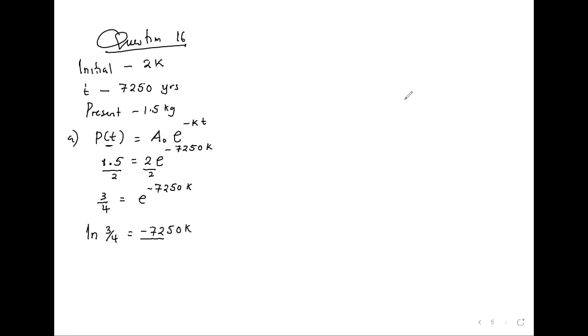Okay, so I take it that the computer pressed it. So you divide by negative 7,250. So K is equal to the ln of 3 over 4 over the negative 7,250. This is the constant that corresponds to the decay.